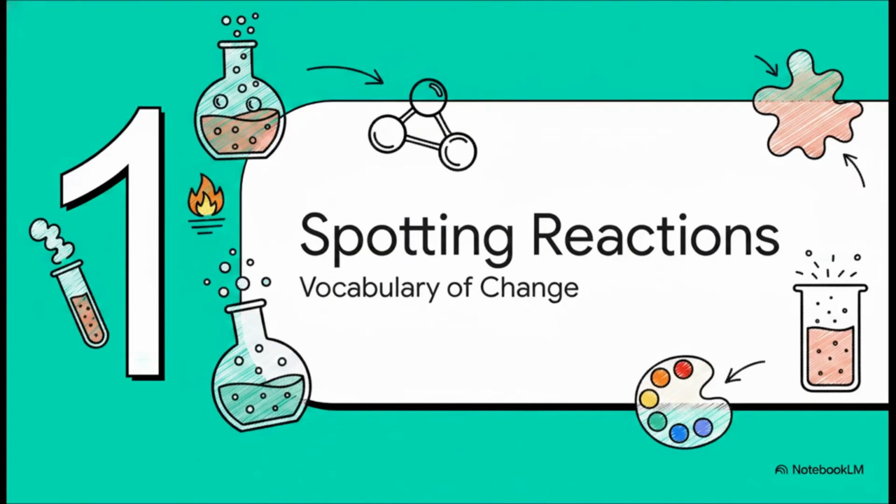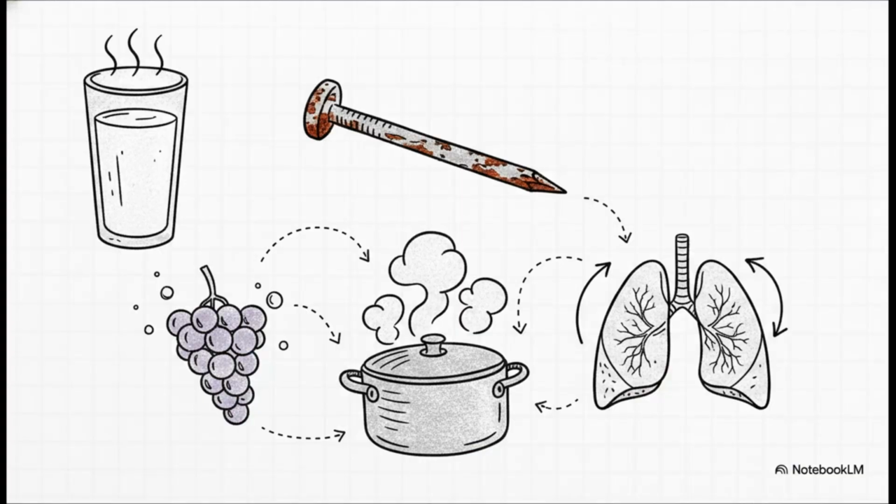All right, moving right along to Section 1, Spotting Chemical Reactions, the Vocabulary of Change. Think about these totally everyday situations for a second. What happens when milk is just left out at room temperature during a sweltering summer day? It goes bad, right? Or what about when an iron tava, a pan, or even just an iron nail is left exposed to a super humid atmosphere?